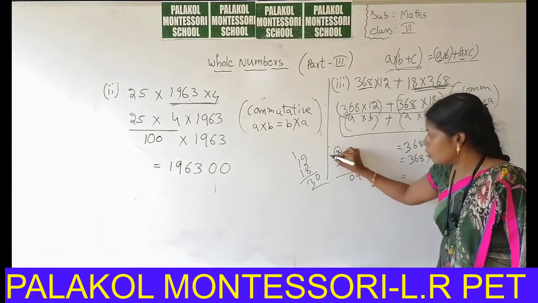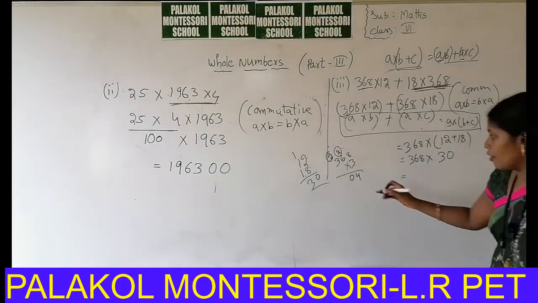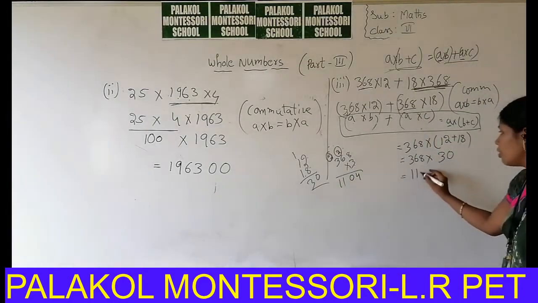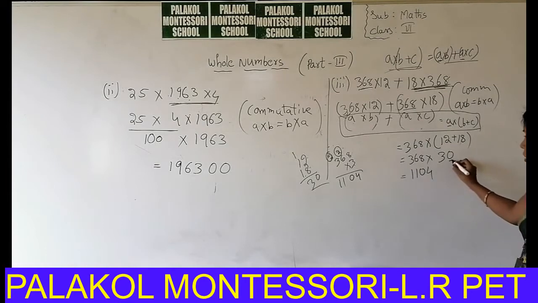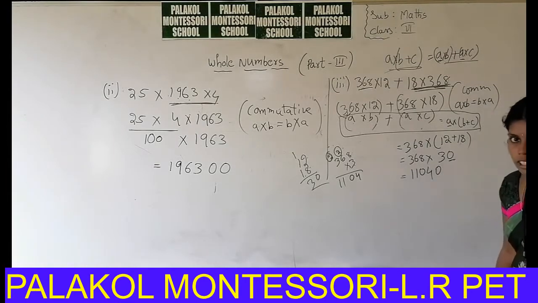Again we can put 0 and 2. 3 3s are 9, 10, 11. So the answer is 1104. But we can close 10. That 0 write in this place. So students, do you understand?